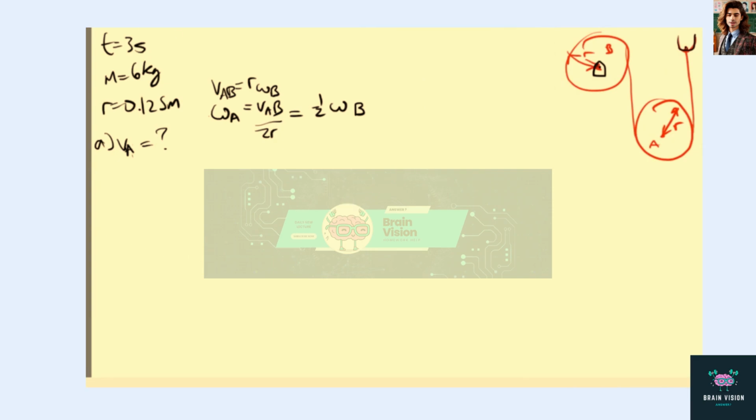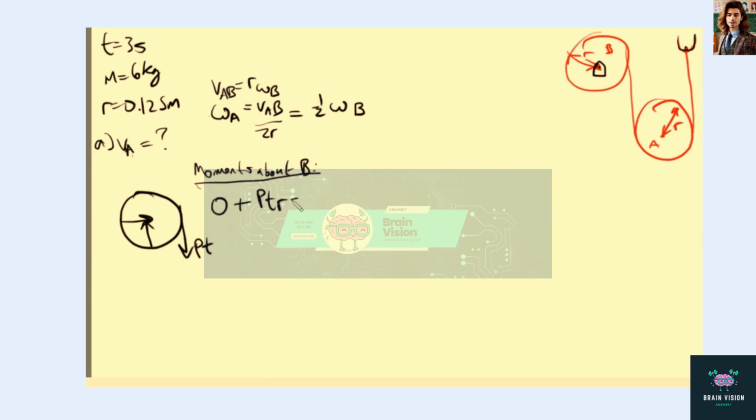So we have our moments. Let's draw this circle. We have our moments about B. So we have some force here, and we have a PT. This is the impulse being imparted on it. So our moments about B show us that 0, which is the initial angular momentum, plus PTR, which is the impulse, is equal to the final angular momentum, which is I omega B.